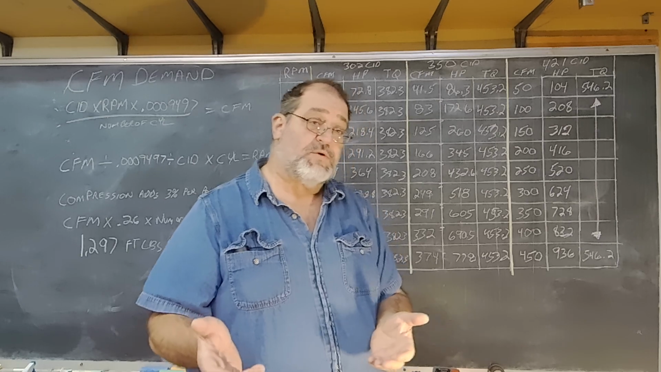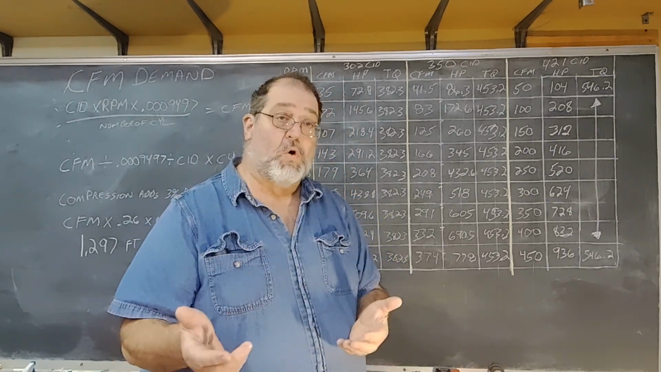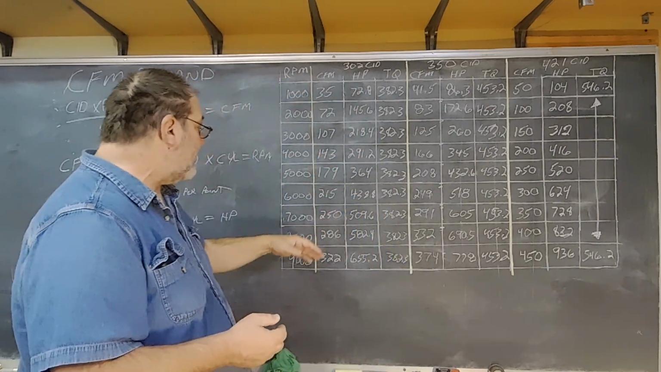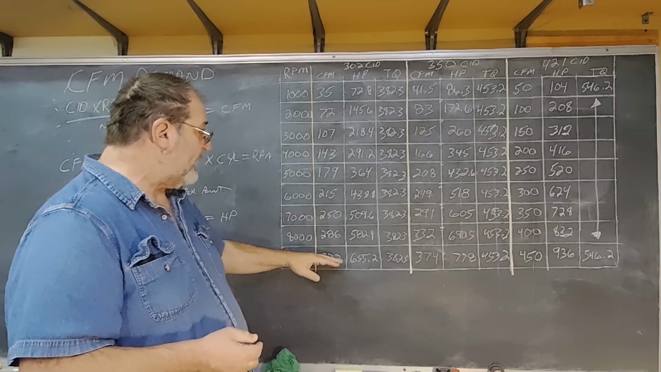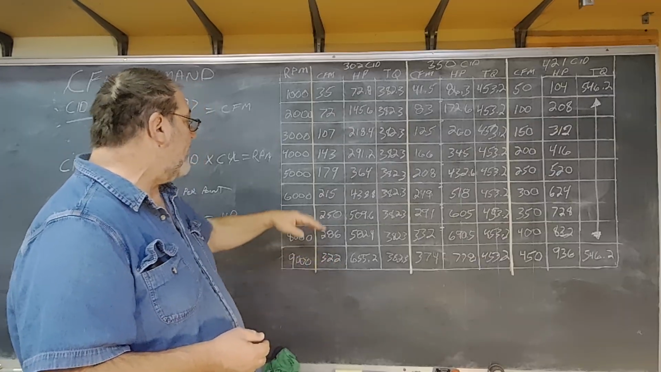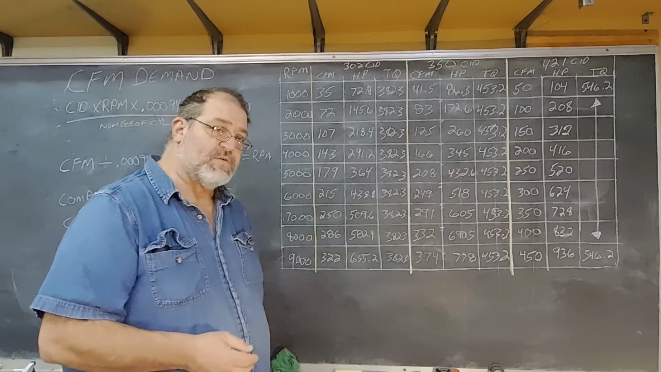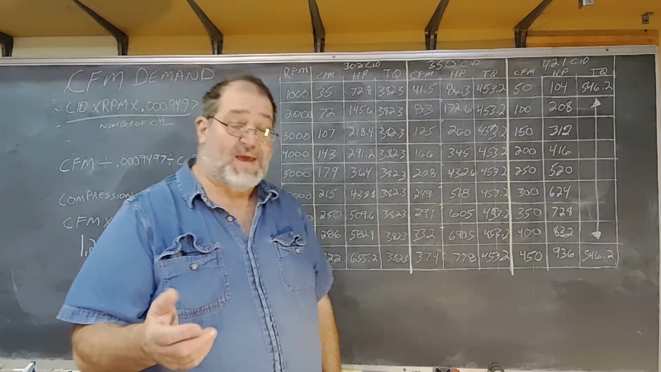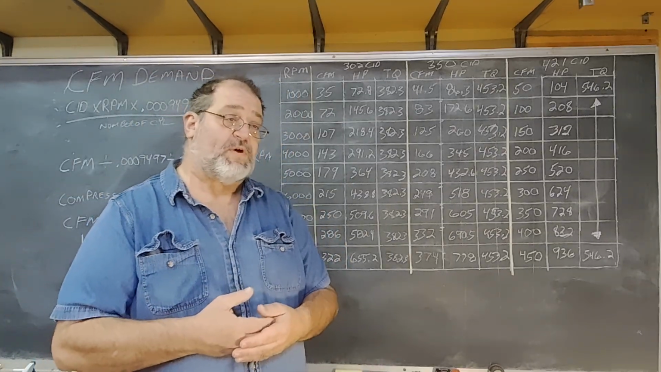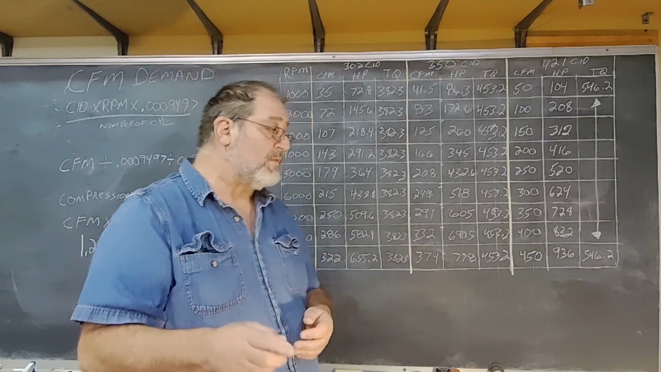Now, can you use a head that flows more than what this is? I mean, can we take a 320 CFM head but only run it to like maybe 6,000 RPM? And the answer is you can. But you're going to wind up with a curve that's more of a curve.